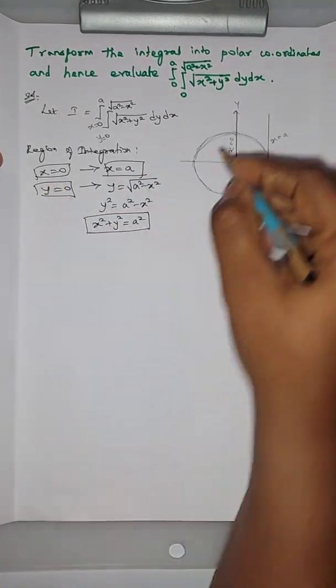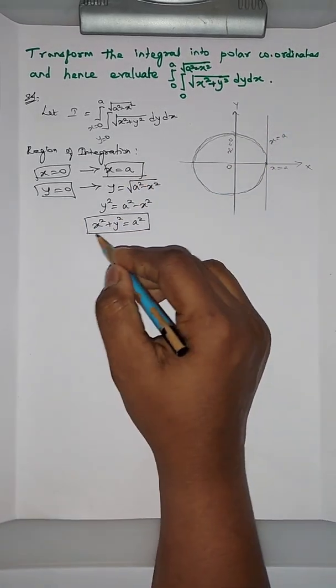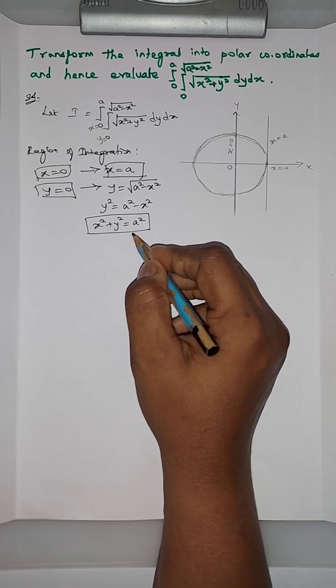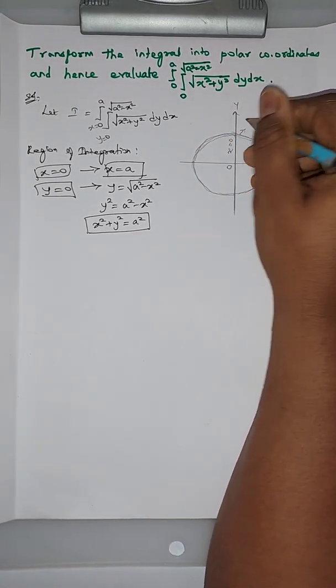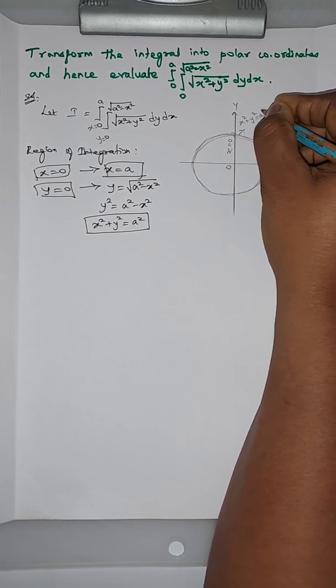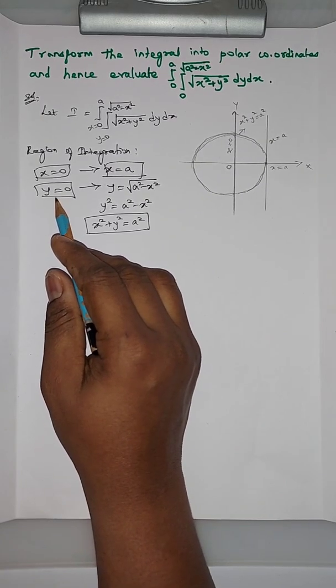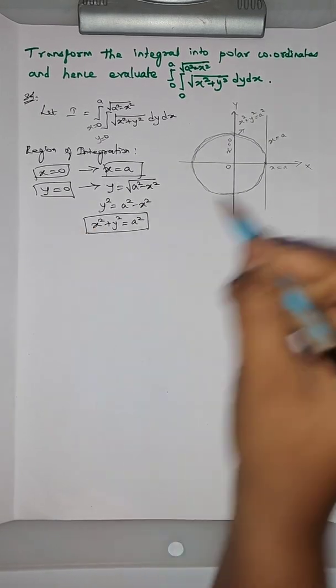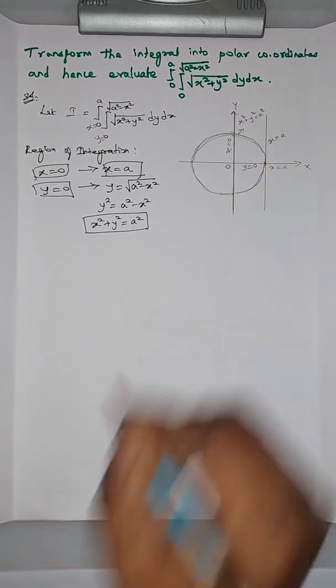So x is equal to 0 is over, the y axis. x is equal to a is also over. x square plus y square is equal to a square, the circle, is also over. So the equation of this circle is x square plus y square is equal to a square. This is also over. Then y is equal to 0 is nothing but the x axis.